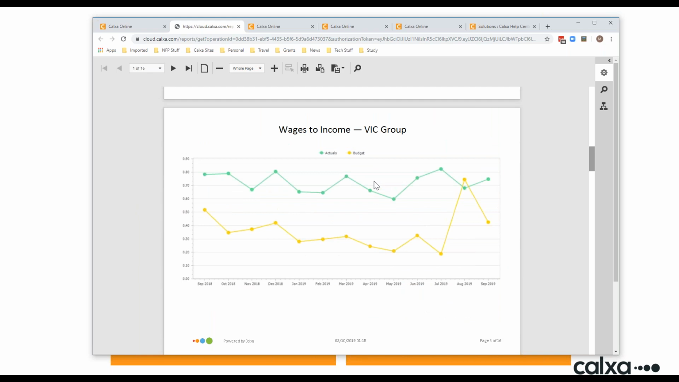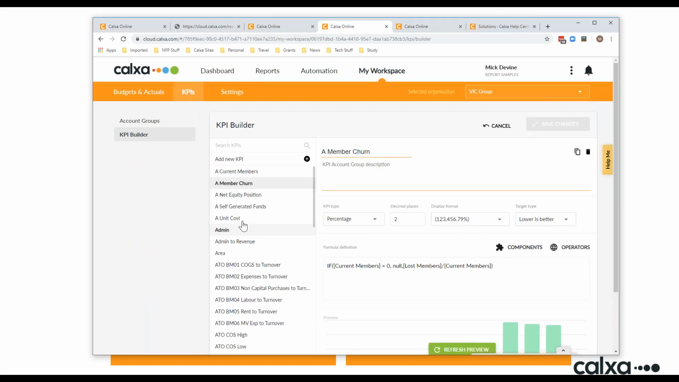Wages to income. Wages is a big part of operational costs in many not-for-profit organizations, because it's all about providing services, and you need people, not machines, to provide services. So maintaining a close eye on wages compared to your revenue is an important management tool, and you might do that at the global level for the organization. You might also do it at the cost center level for individual projects or departments within your organization. And wages to income is one of our standard built-in KPIs in Calxa.